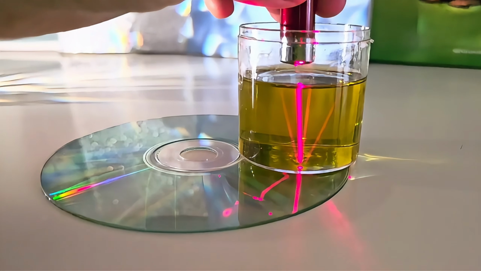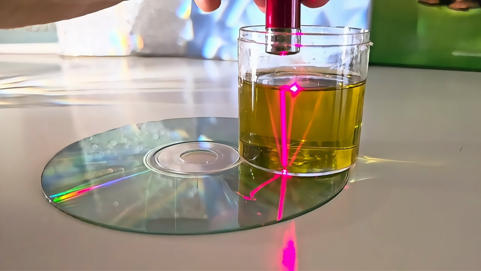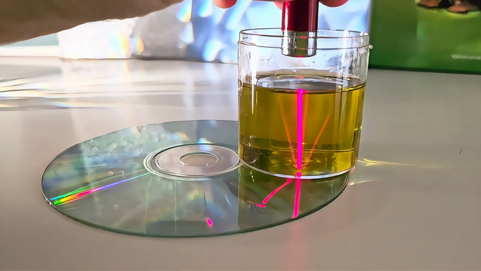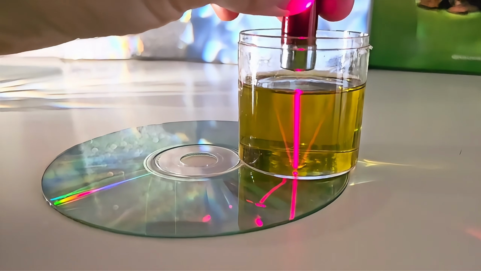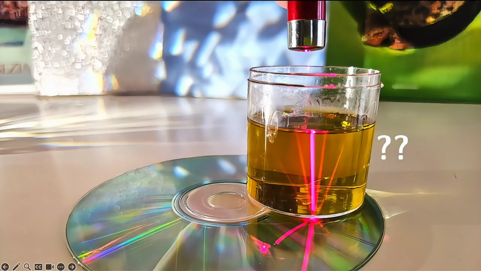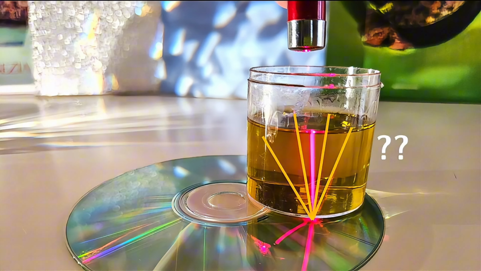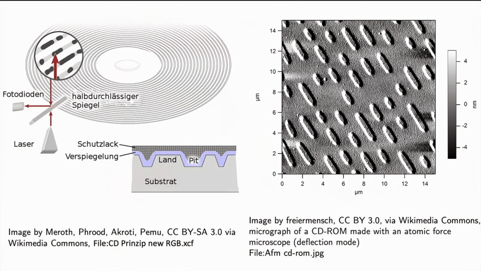You'll see not just one reflected ray, but 5. These extra beams are called diffraction maxima or diffraction orders. Where do these extra beams come from? The explanation is actually a bit tricky. But first, let's take a closer look at the CD itself.